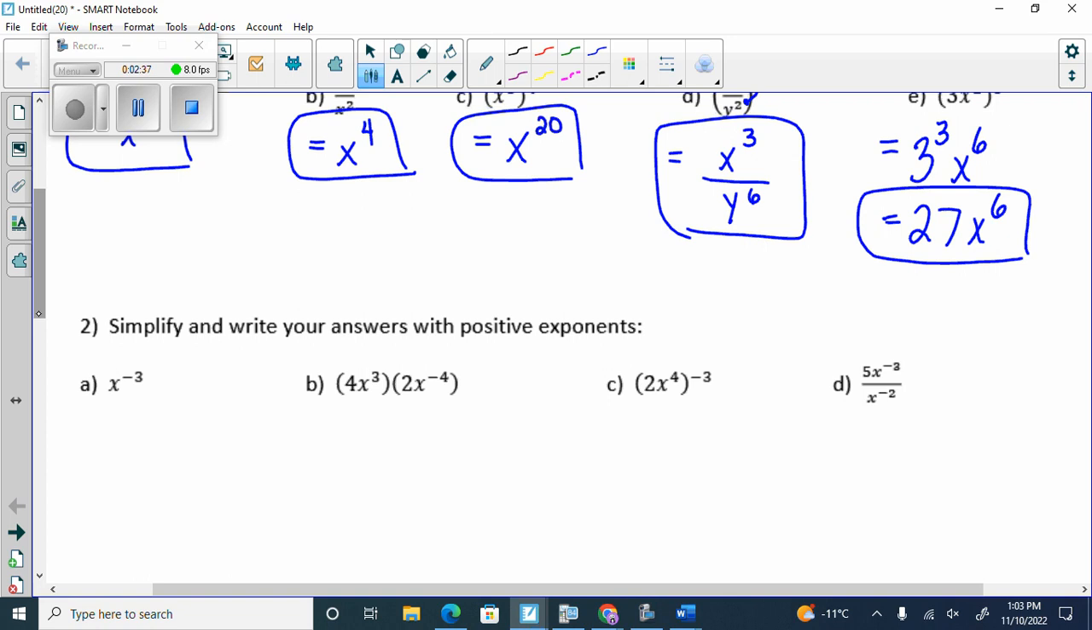If it's negative in the denominator, it goes to the numerator. Just swap spots. Okay, so if it's in the denominator and you want it positive, move it to the numerator. If it's in the numerator and you want it positive, you move it to the denominator. That's it. So this is in the numerator. It's in the top. So I can just take it and drop it to the bottom, and it gets rid of my negative exponent.